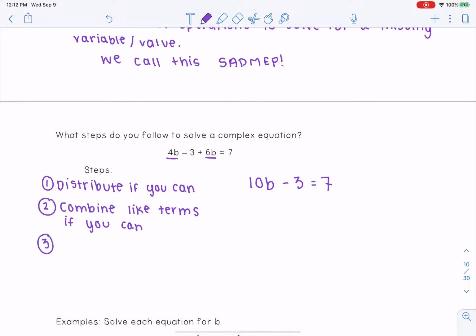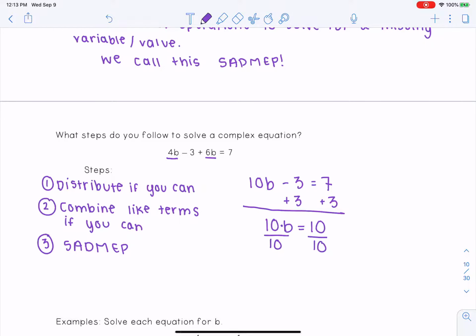Now we're going to use PEMDAS backwards or SADMAP so we can isolate that variable. So addition and subtraction comes first, so I'm going to add 3 to both sides to undo the subtraction. I get 10b equals 10. Now remember, 10b is really like 10 times b, so to undo multiplication, I'm going to divide. When I divide, this goes to 1. This also actually goes to 1, so b equals 1.